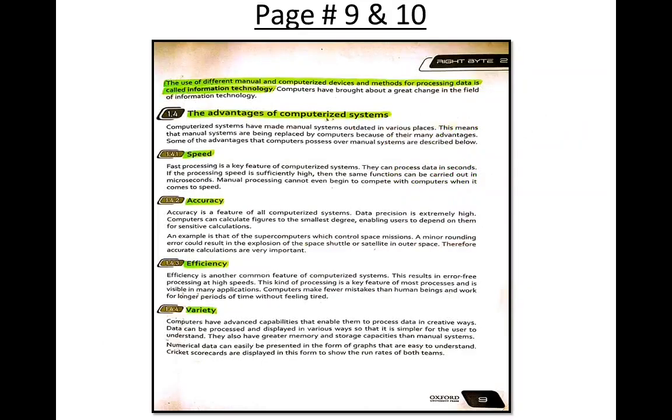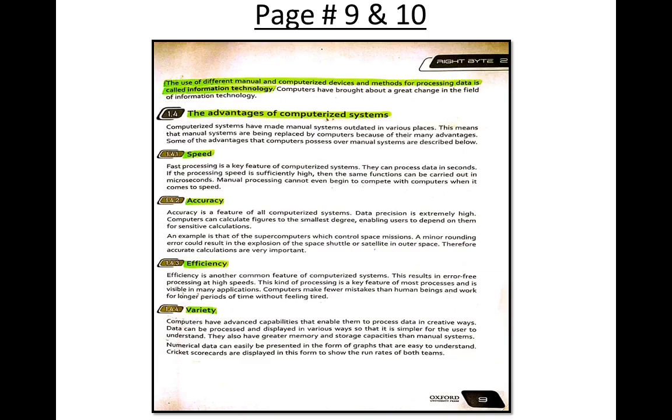Now open page number 9. Students, highlight the first two lines at the top which say that the use of different manual and computerized devices and methods for processing data is called information technology. It means that if we have manual and computerized equipment and we do computerized processing on it, it is called information technology.